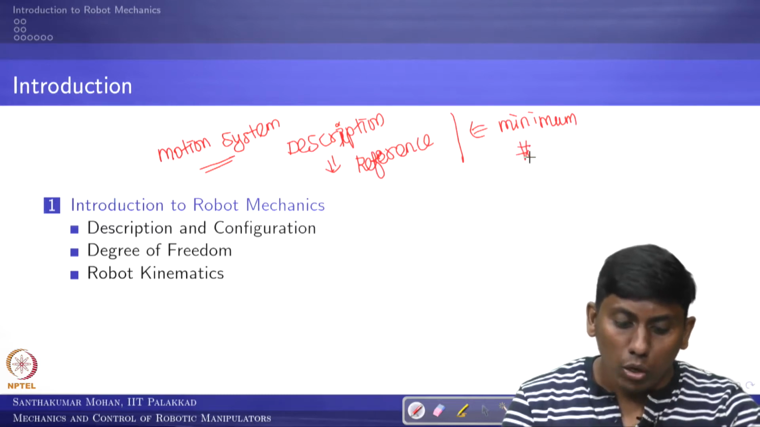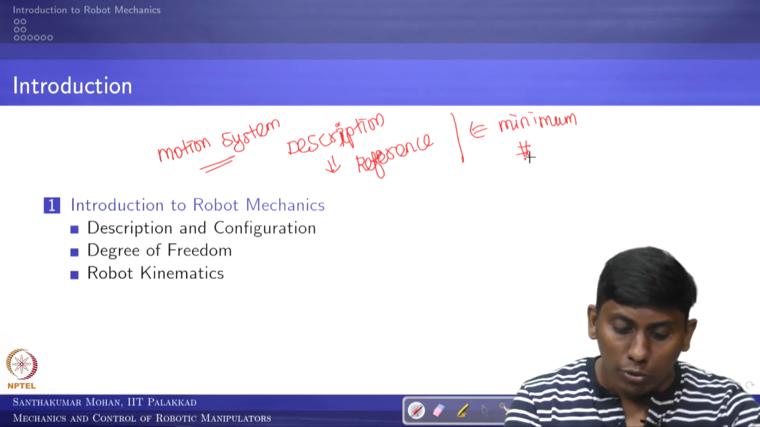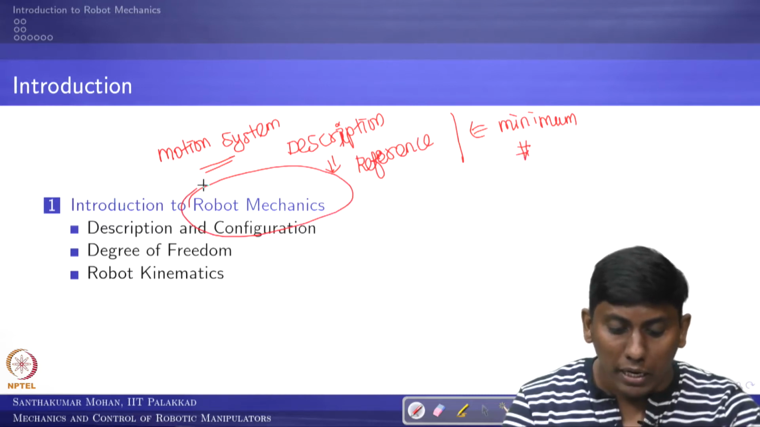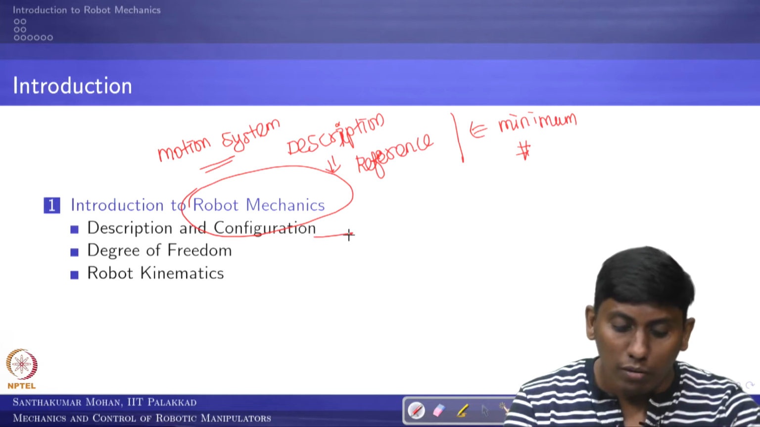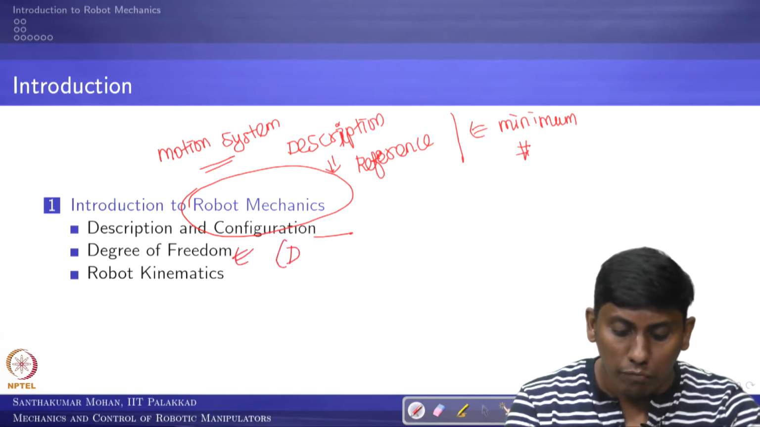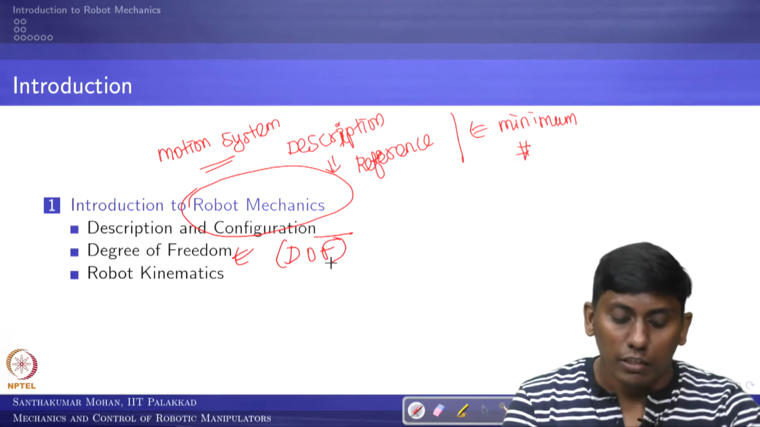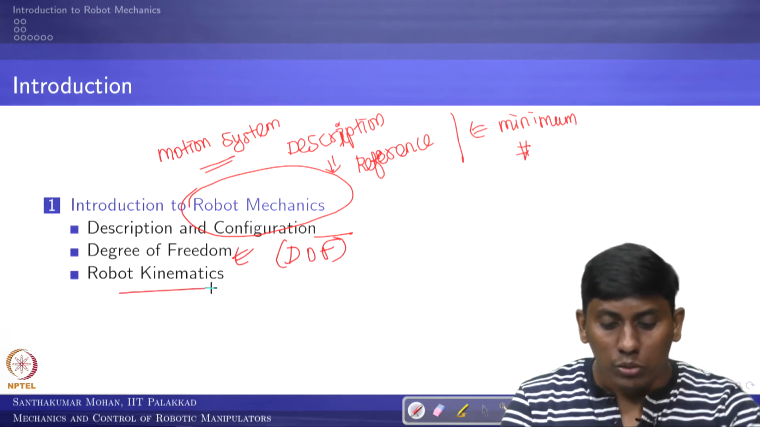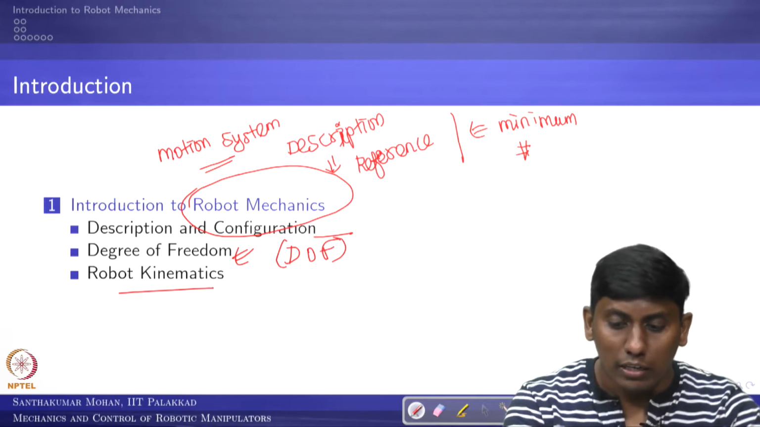In this particular lecture, we would be seeing very specific robot mechanics. We'll see what is configuration, what is description, and what are the descriptions we can see. Finally we will start a very simple keyword called DOF, in the sense degree of freedom. Then we end with robot kinematics. So this is what we planned for this lecture. Let us see what we can cover in this.